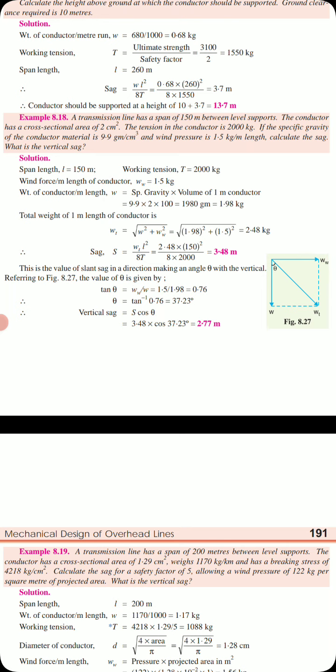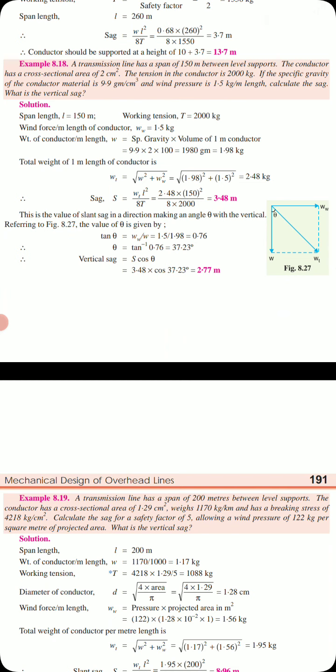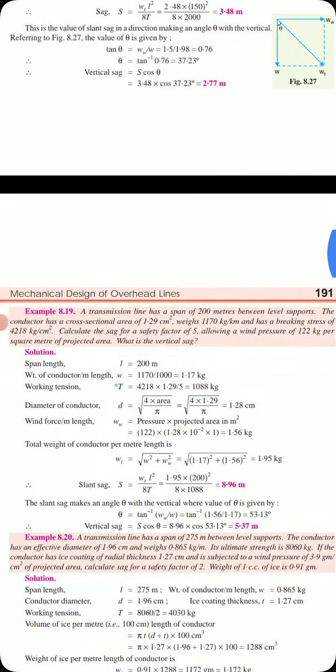Using the equation sag is equal to WT square by 8w, we will get 3.48 meter as the sag, and vertical sag is given by 2.77, because tan theta is equal to Ww by (W plus Wi), where Wi is 0, only W is taken. So theta is equal to 37.23 degree. Vertical sag is given by 2.77 meter.